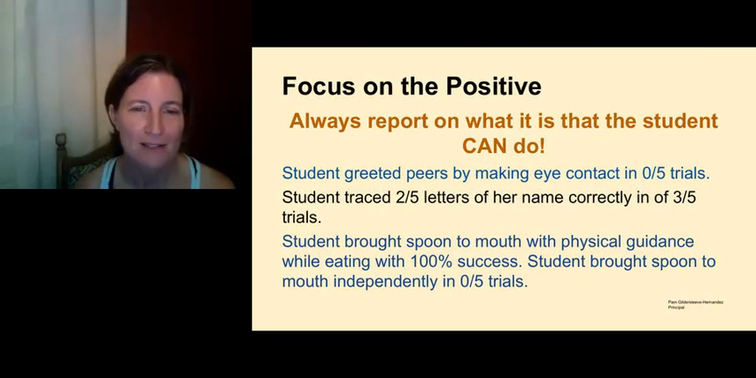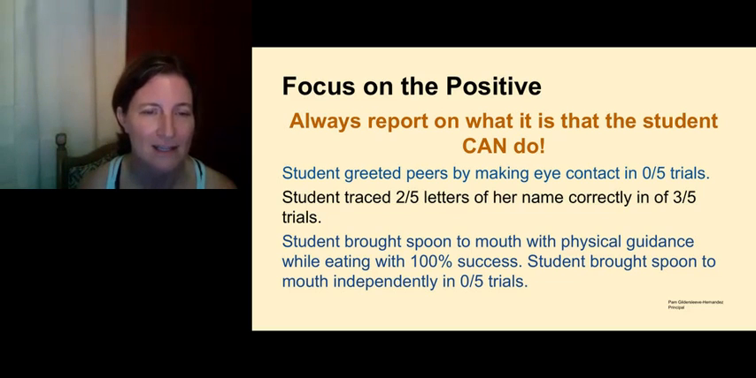When focusing on the positive, always report on what it is that the student can do. For example, student greeted peers by making eye contact in 0 out of 5 trials. Clearly, the student cannot perform this skill. However, the statement is written in such a manner to make it clear what the goal is, and it's written in a positive way. Student traced 2 out of 5 letters of her name correctly in 3 out of 5 trials. Again, clearly the student has not mastered the skill, but we focused on what she can do.